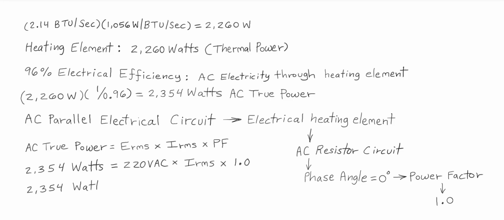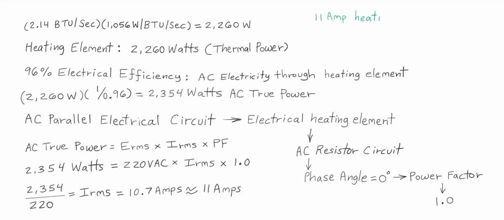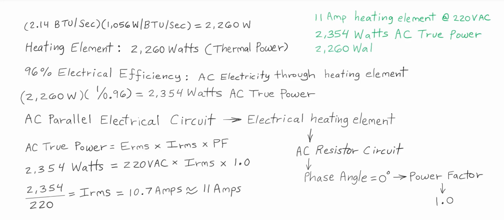So we can then quickly solve for the current at the heating element, or the kind of amp load that an AC electrical stove requires per heating element, or at least the heating element we had used. So that would be a 10.7 amp, or approximately 11 amp, heating element of AC electricity, and that's at 220 VAC, so that's RMS voltage, effective voltage. And then we have 2354 watts of AC true power per large heating element.